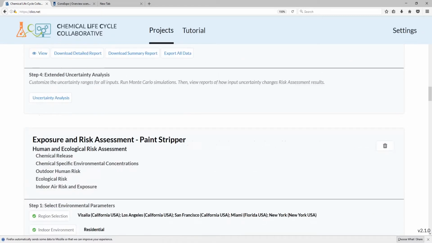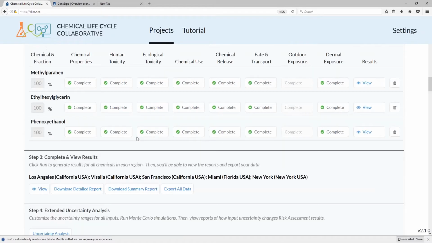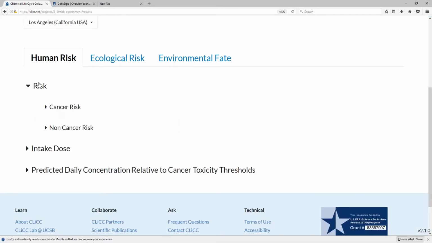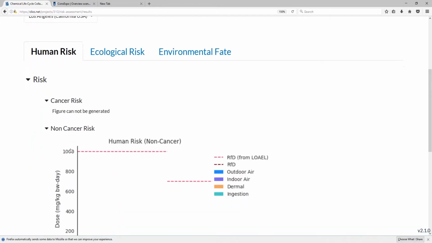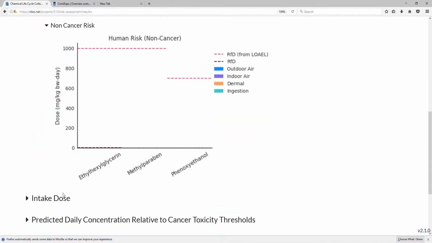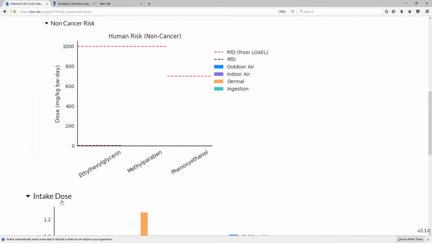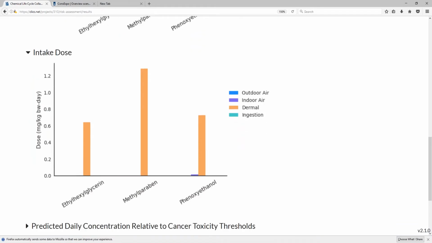So before we go on, we ran the three compounds. Let's take a look and compare them across. That's the other part. So this actually compares the three compounds. Again, no cancer risk because we don't have that information. And all of them are very low in terms of their other risks, but the thresholds are different, and the doses do vary.